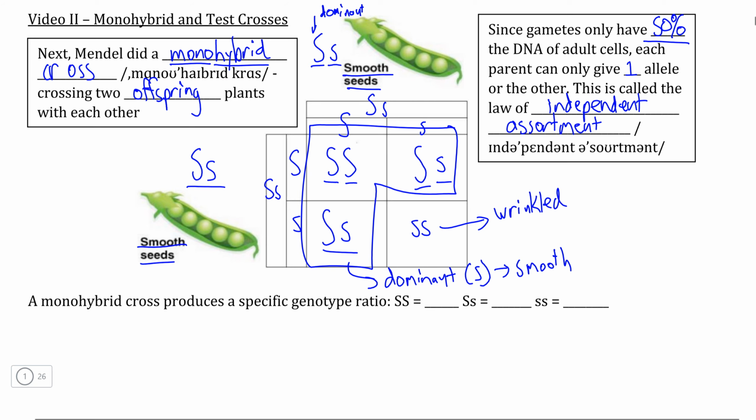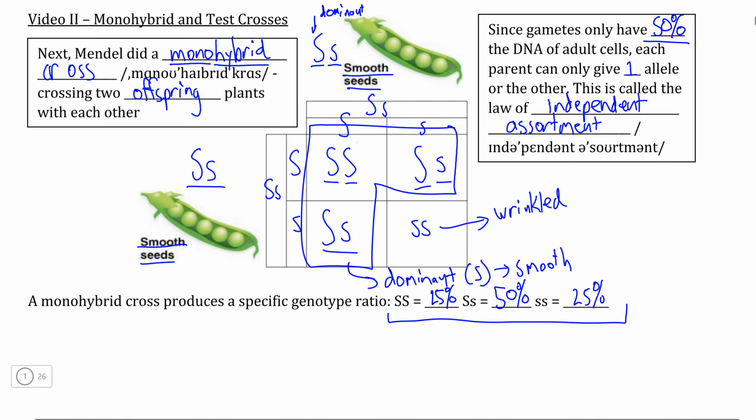What we see from this classic monohybrid cross is that there is a very specific and predictable genotype ratio that occurs within all of the offspring. We would expect that 25%, meaning 1 out of 4 possible offspring, would contain 2 copies of the dominant allele, and likewise 25%, or 1 out of 4, would contain 2 copies of the recessive allele, and the remaining 50% would contain both alleles, just like the parents.